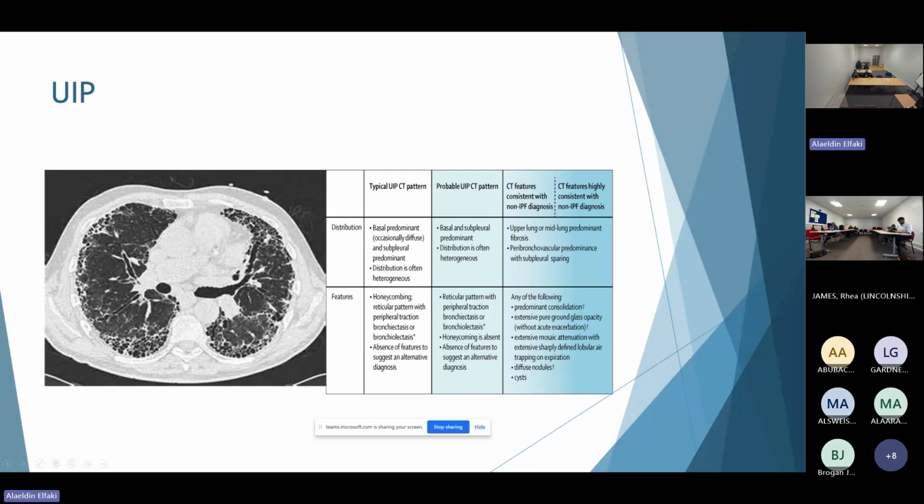So a probable UIP pattern is when you see that image with the same lower lobe predominant traction bronchiectasis, but in the absence of honeycombing. This is called a probable UIP pattern. Sometimes it might progress in the future, but you can't stamp it as a UIP pattern without the presence of honeycombing, right?